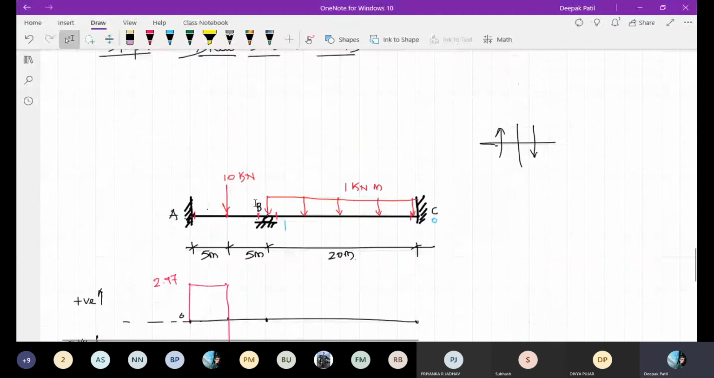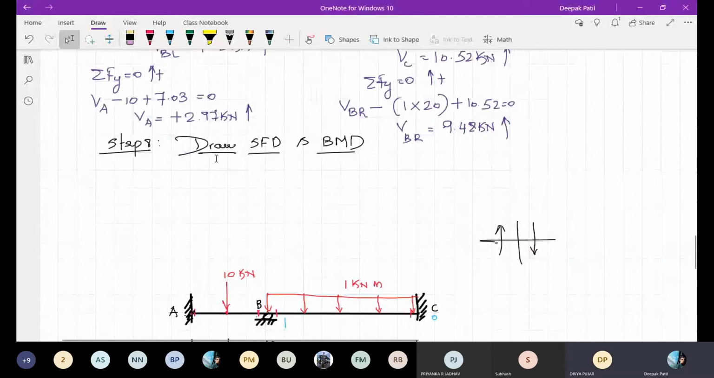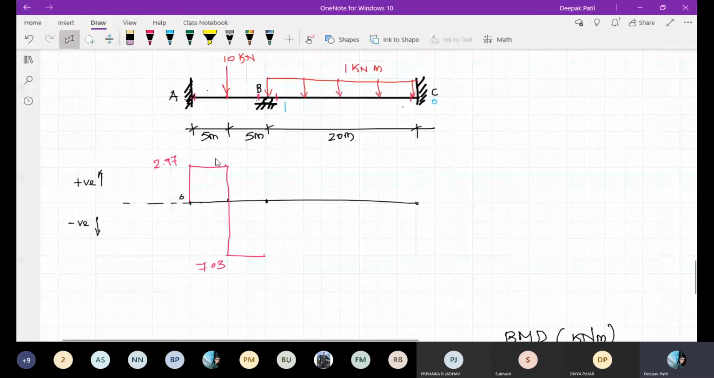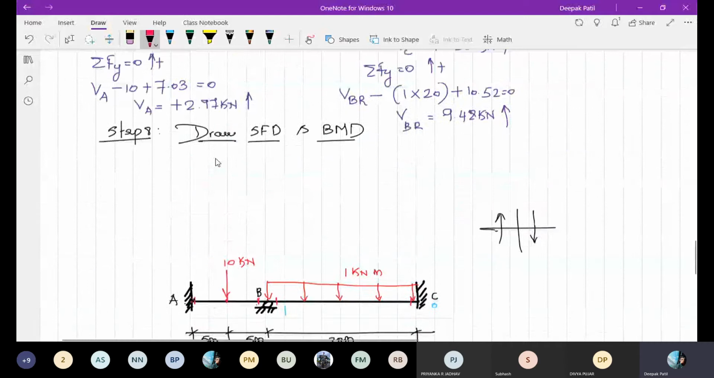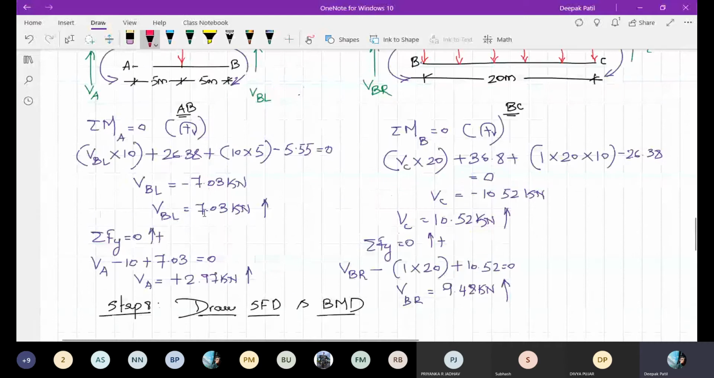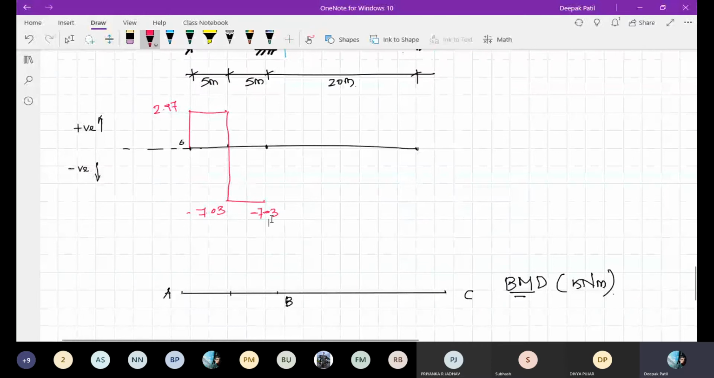Now, what is VB left you are getting? Are you getting the same answer, 7.03? So here you should be very careful. This is minus 7.03 and this is also minus 7.03, and your VB left is plus 7.03, which is upwards. So minus 7.03 plus 7.03, you will end up with 0 here. Are you clear?